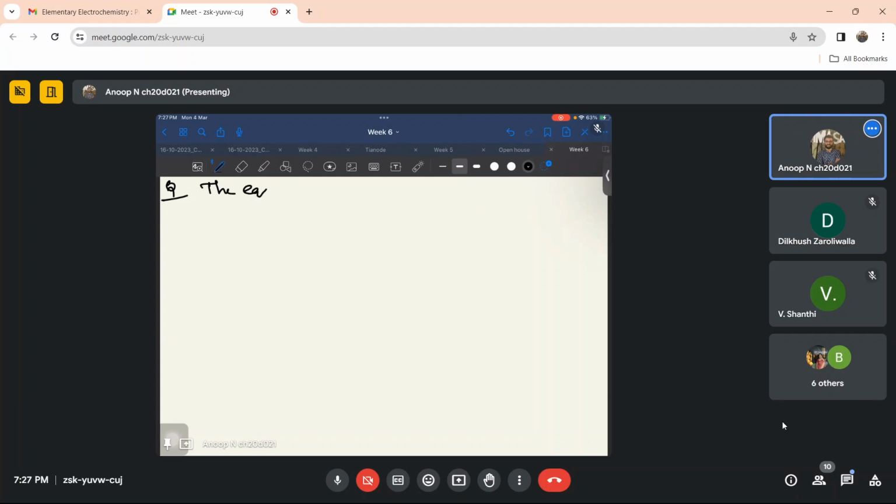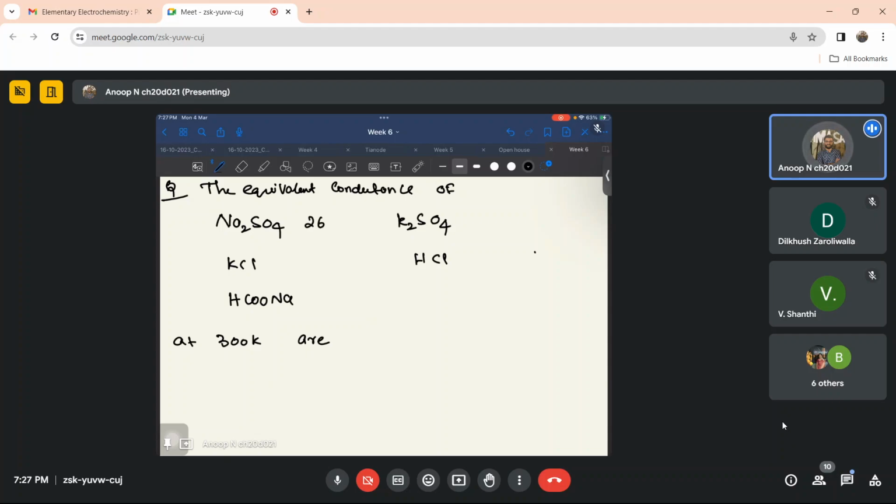The equivalent conductance of Na2SO4, K2SO4, KCl, HCl, then HCOONa, at 300 Kelvin are 260, 308, 150, 426, 105. These values I'm giving as a table.